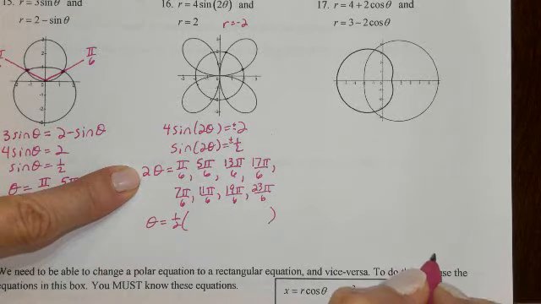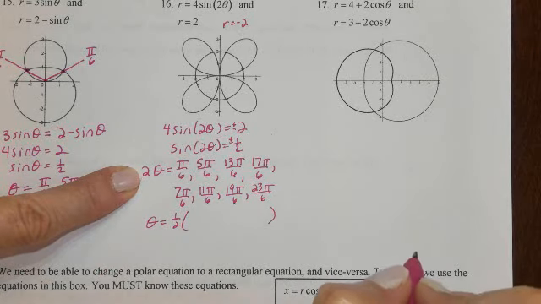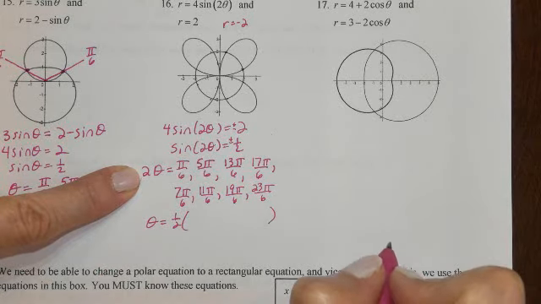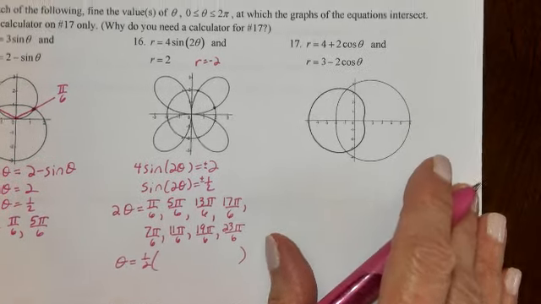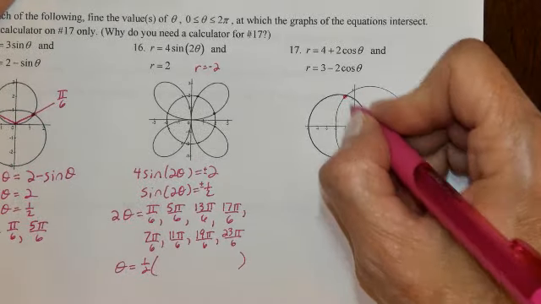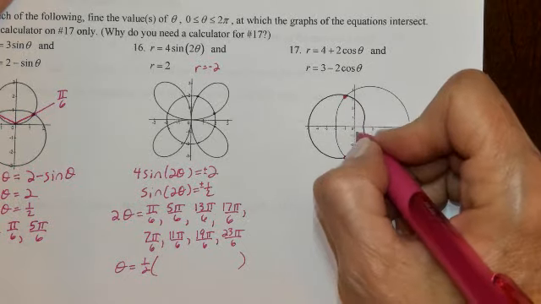I'm going to let you finish that. That's what you would do to get all 8 of those values. Okay? For number 17, let's find those 2 theta values.